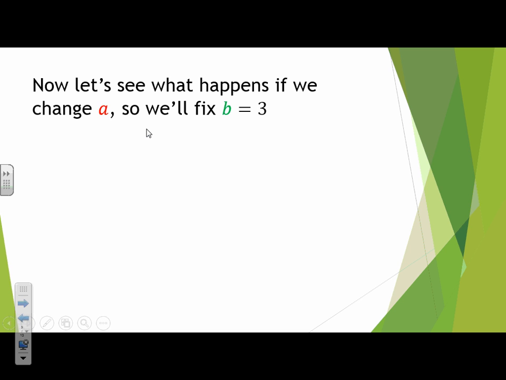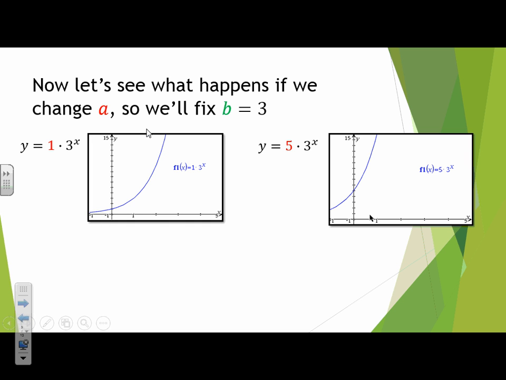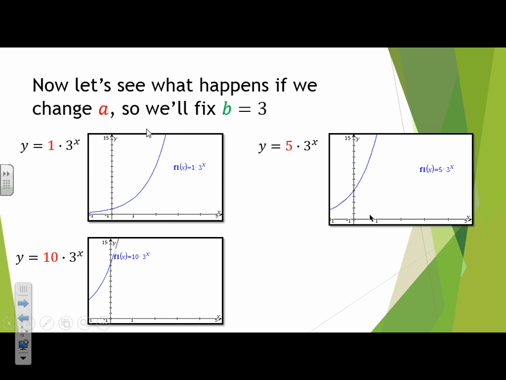Now let's see what happens if we change a but fix b. So b is going to stay the same, but we're changing the a. Now what's changing? The y-intercept. The altitude is changing a little bit, but it's changing more specifically on the y-intercept. See how this is 10, this was 1, and this is 5. So the letter a determines your y-intercept. So what changed? The y-intercept.